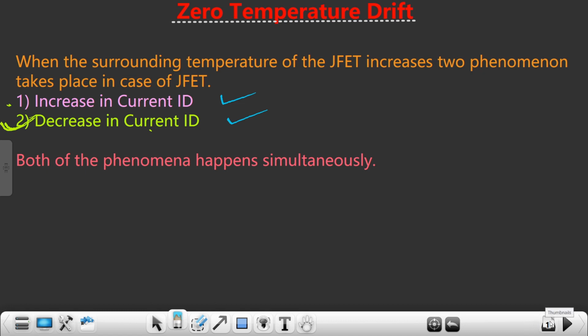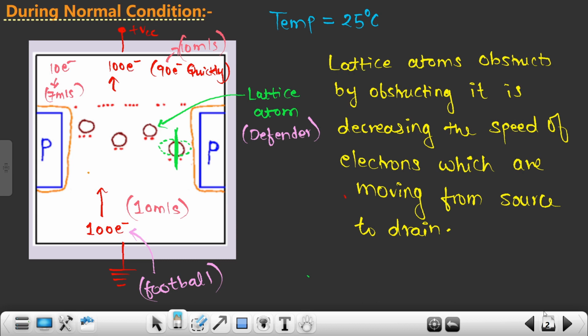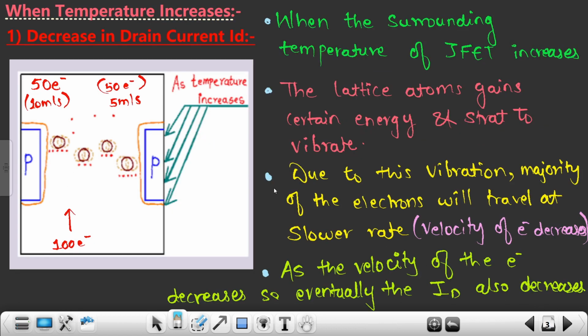So in the previous session what we saw is that as the temperature, or rather as the surrounding temperature of the JFET increases, two phenomena take place at the same time, that is increase in ID and decrease in ID. Okay, so what we saw is that during normal condition there isn't any significant change in the drain current, that is ID, right? But as the temperature increases, the drain current decreases. Why? Due to the vibration of the lattice atoms, which is present over here, you can clearly see, and due to which the velocity of the electrons decreases, and thus eventually the current ID also decreases, right?